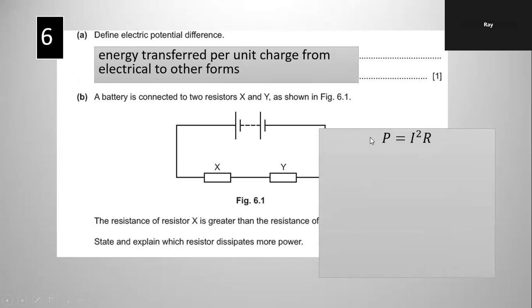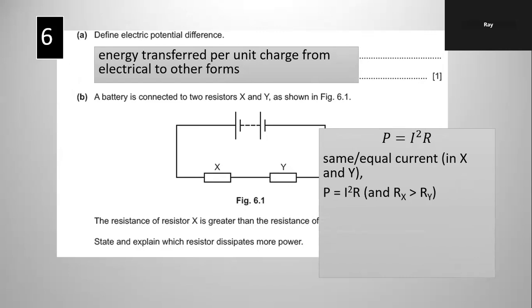We are basically using this equation, I squared R. I is constant for both of them, right? Same or equal current in X and Y. That's the first point. Rx is greater than Ry. Okay, that's an alternative answer.